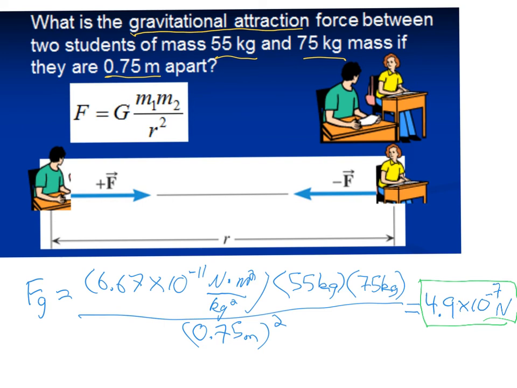And that's because they're two very small masses compared to this very large or very small gravitational constant. So it's only if you have extremely large masses, like the mass of the Earth, that you're going to have high forces due to gravitational attraction.